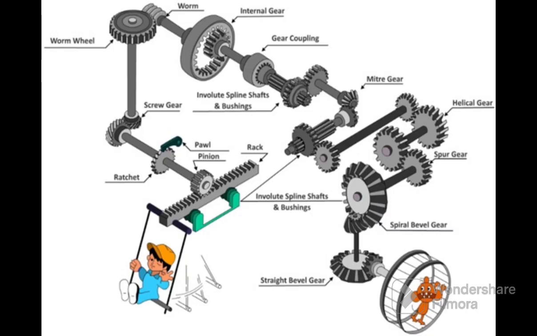Based on position of meshing, you can see the enlarged figure in which everything is mentioned: worm wheel, worm, internal gear, gear coupling, miter gear, helical gear, spur gear, spiral bevel gear, straight bevel gear, involute spline shafts and bushings, rack, pawl, pinion, ratchet, screw gear, etc. Now let's learn about gears classification based on parallel shafts. They are spur gears, single helical gears, and many more, which I have already mentioned above. So let's study it in detail.